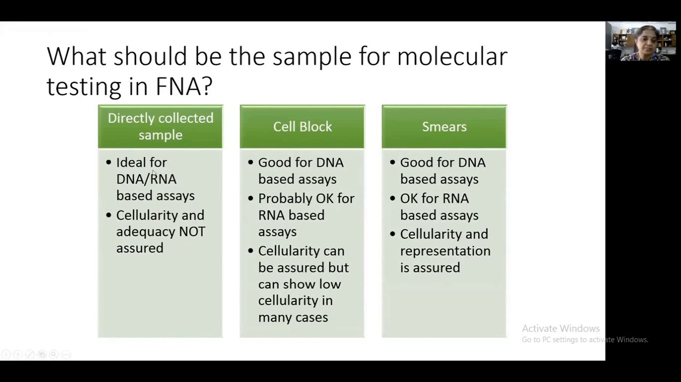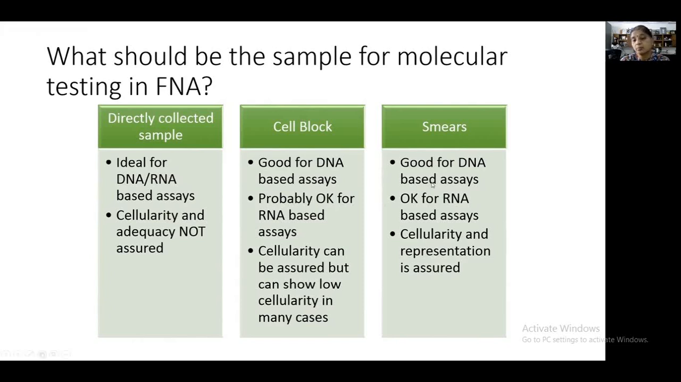A directly collected sample is very ideal because it gives you fresh cells and you could do DNA and RNA-based assays very well. But the disadvantage is that the cellularity and the adequacy are not assured. Cell block, again, very good. For DNA-based assays, probably okay for the RNA-based assays as well. Cellularity can be assured, but in the majority of thyroid FNAs, we don't get very good cellularity on the cell block.